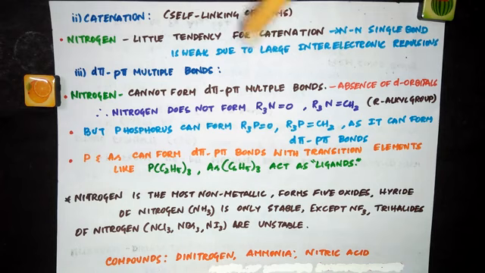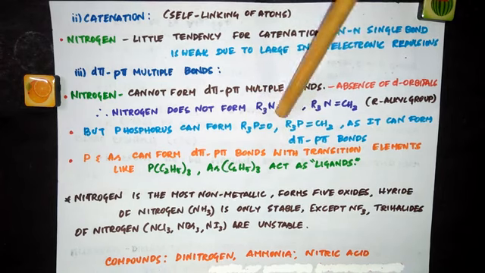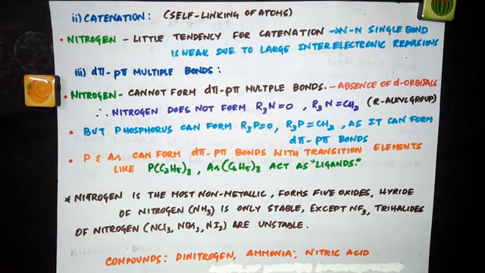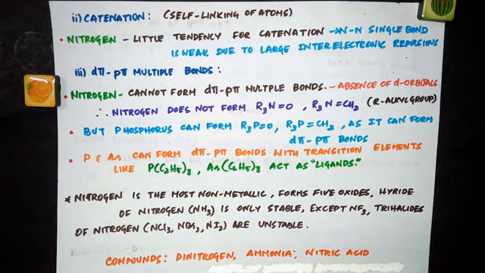So they might ask you why phosphorus is capable of forming these compounds but nitrogen is not, because of the absence of vacant d orbitals in its valence shell. Nitrogen cannot form dπ multiple bonds, and that is the reason nitrogen is not forming these compounds.